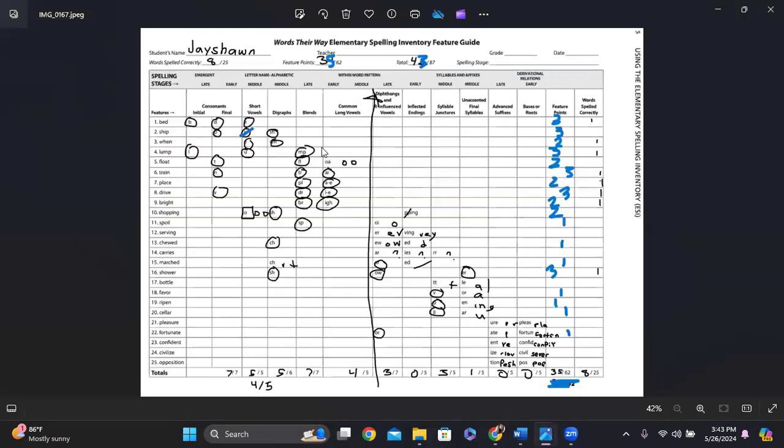In here, all this is pretty good. He's very high, only missed two things. But over here, he's got a lot of errors. So he needs a lot of work and help and direction in this area.